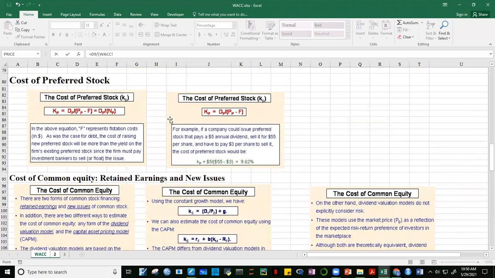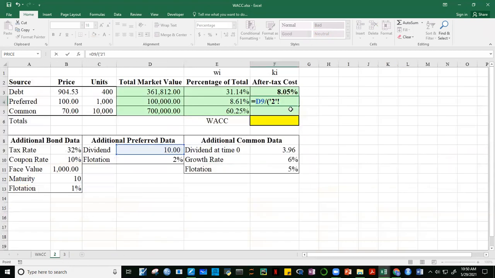So for preferred, it is the price, no? The dividend divided by the price net of the flotation cost. Okay, so balikan natin to. So this is equal to, what's the price of the preferred now? Magkano yung price ng preferred? It's at 100, di ba? So 100, ulitin ko. It's equal to dividend divided by the price at 100, okay, times, babawasan natin yung 2% na flotation cost.